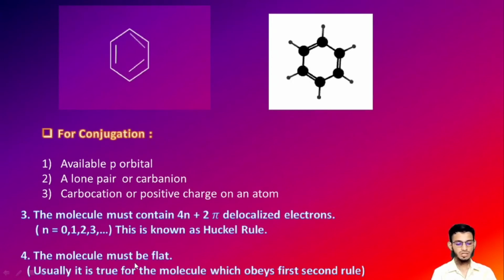Another rule is that the molecule must be flat. Usually it is true for a molecule which obeys the first and second rule. You can understand that the first rule is cyclic, and the second rule is a conjugated system. You know very well that in conjugation we require p orbitals that are parallel to each other, and when they are parallel, the carbon has sp2 hybridization. When sp2 hybridized carbon exists, the system will be planar, and a planar molecule is required here because a flat system is required. So you can understand the first and second rule. Usually when a molecule obeys the first and second rule, the fourth rule is also obeyed by the molecule.